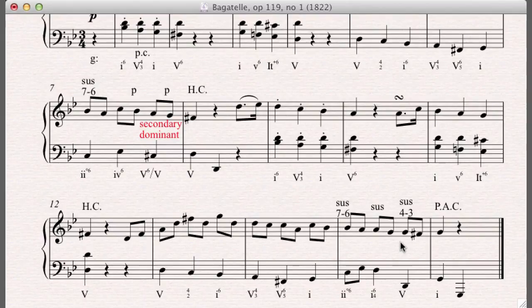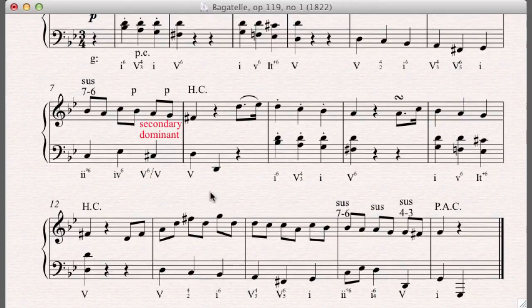Again, there are theorists that would come out and argue against this analysis, but I think when I listen to it, I really hear this 2 diminished 6 going to 1/6/4, going to 5, going to 1, and then I need to start explaining what's going on here. And this is how I would explain the non-chord tones here.